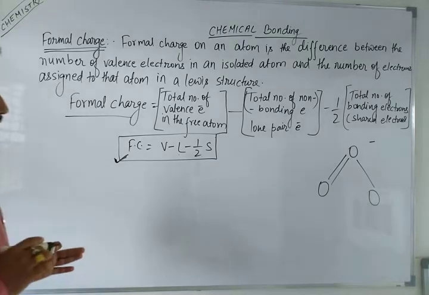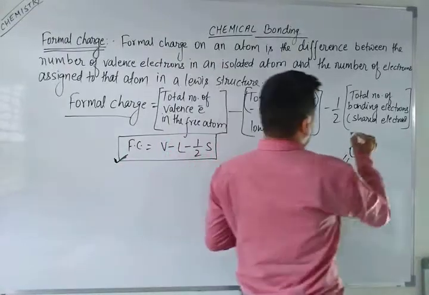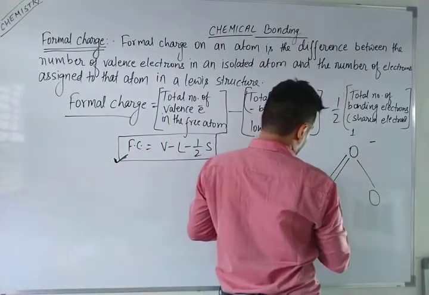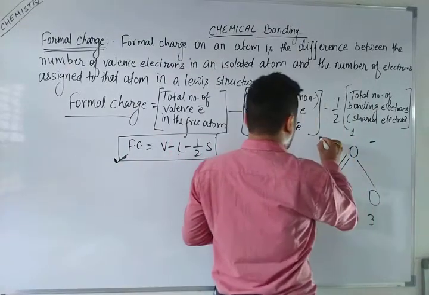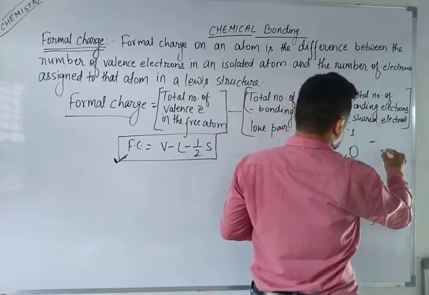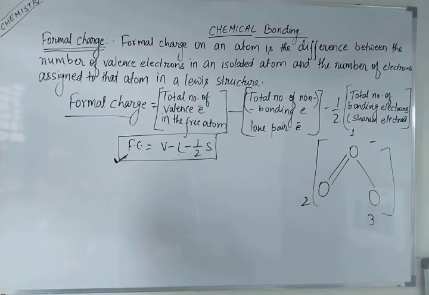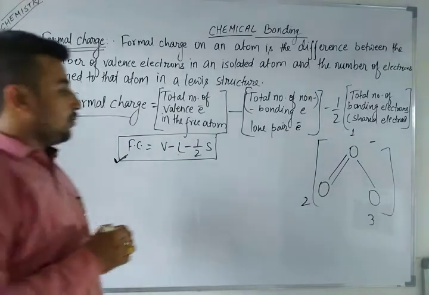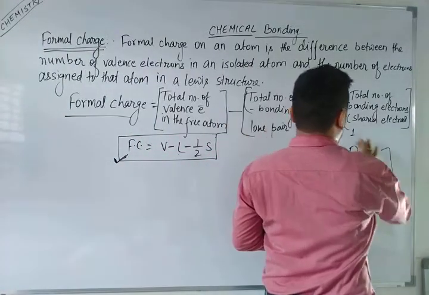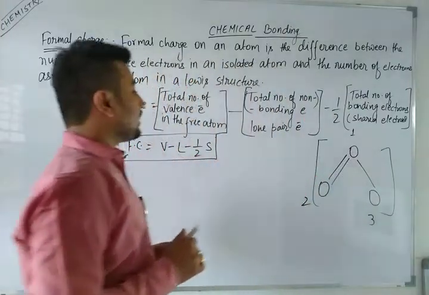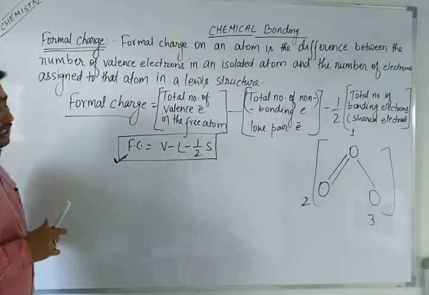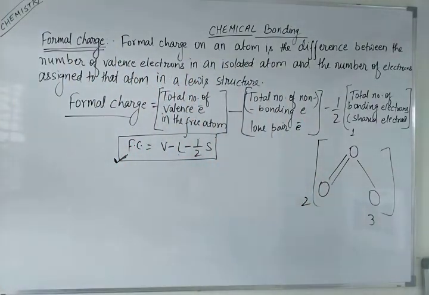So there are a total of 3 oxygens: 1, 2, 3. Now you have to calculate the formal charge of all the 3 oxygen atoms. Remove this minus, and just take here 1, 2, 3. Now oxygen number 1. How many lone pair electrons will be there? Remember, first of all, you should know about the lone pair electrons.